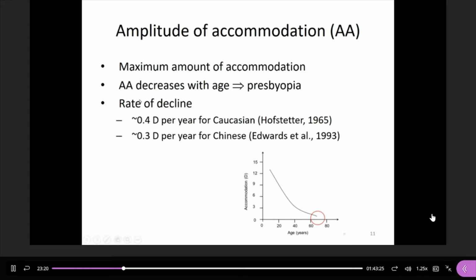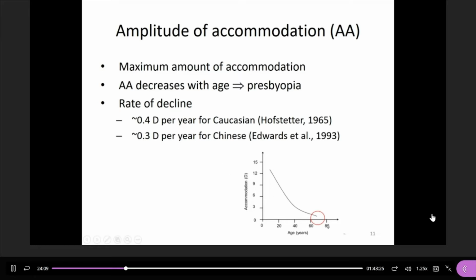And some research studies show that the rate of decline, for example if you compare Caucasian people, like people living in the States or in the UK, is usually a little bit higher than in Chinese people. So it's about 0.4 diopter per year. So over 10 years, it will reduce by 4 diopters. And in Chinese, one study was conducted by Professor Marian Edwards, who used to teach here back in 1993, and she found that the rate of decline in the Chinese is only about 0.3 diopter.